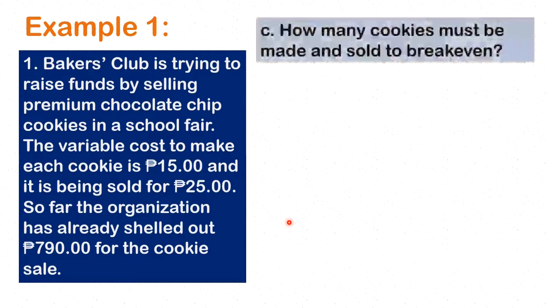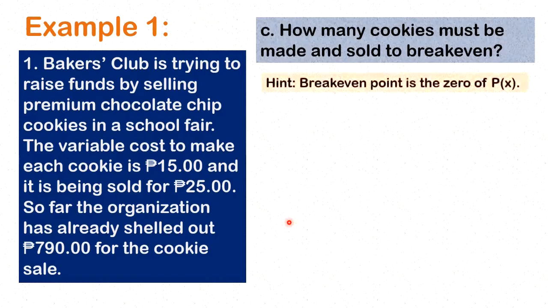Okay? Next question. How many cookies must be made and sold to break even? Okay? So, kung hindi alam ang ibig sabihin ng break even, may hint naman. Sabi dito, break even point, okay, is the zero of P of X. Okay? Actually, in layman's term, ang break even, ito yung nabawi mo lang lahat ng ginastos mo. Okay? Lahat ng ginastos mo sa paggawa ng cookies, nabawi mo lang, wala kang kinita. Okay? Yung ginastos mo ay kapareho lang or equal sa mga napagbentahan mo. Yun yung break-even point. Okay?